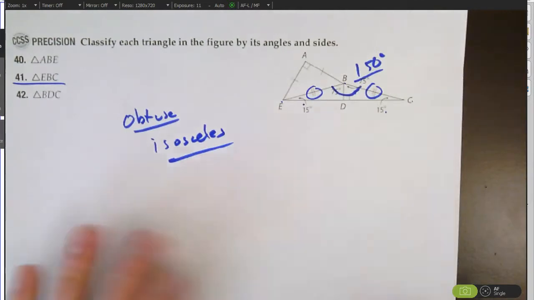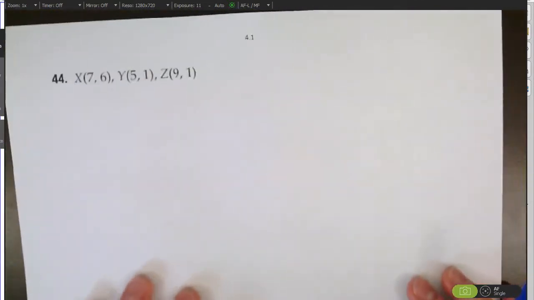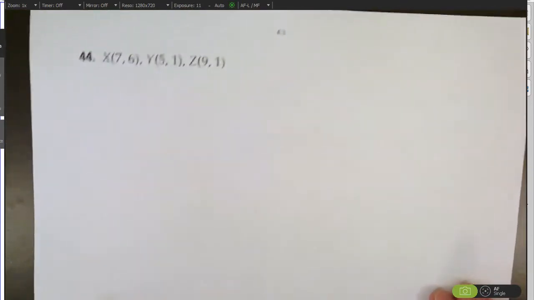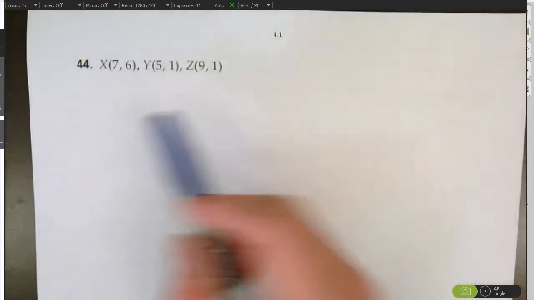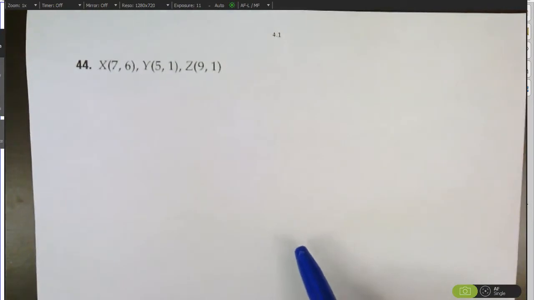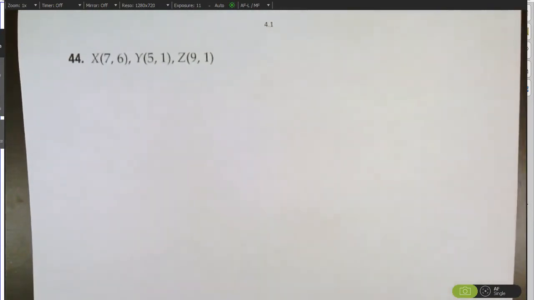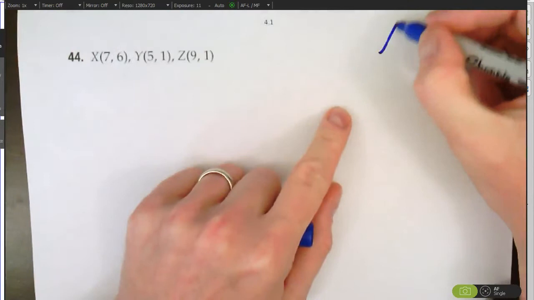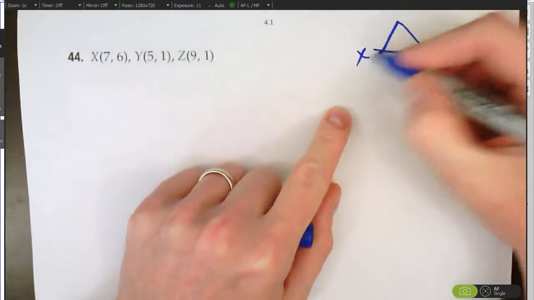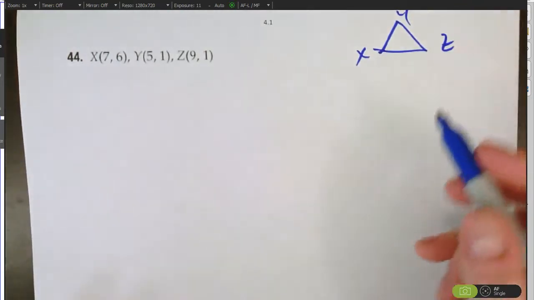Okay. All right, and then the last type of problem I'm going to look at from this section is number 44 of the book. What they asked us to do in this problem is to classify the triangle by its side lengths. What that means is I have to do the distance formula. So I've got some triangle out in space, let's say. It's x, y, z. So I've got to find all three side lengths.